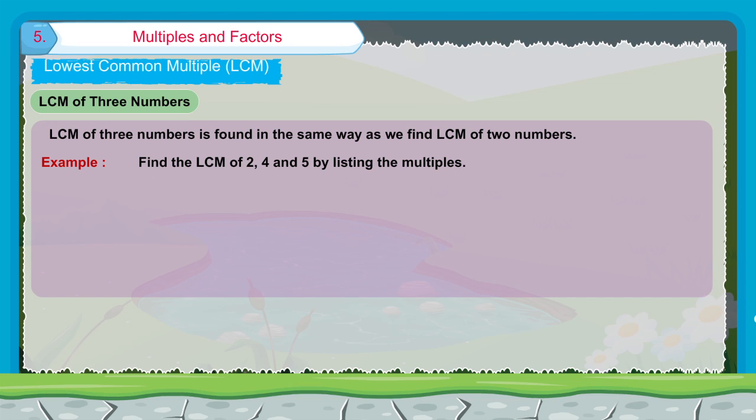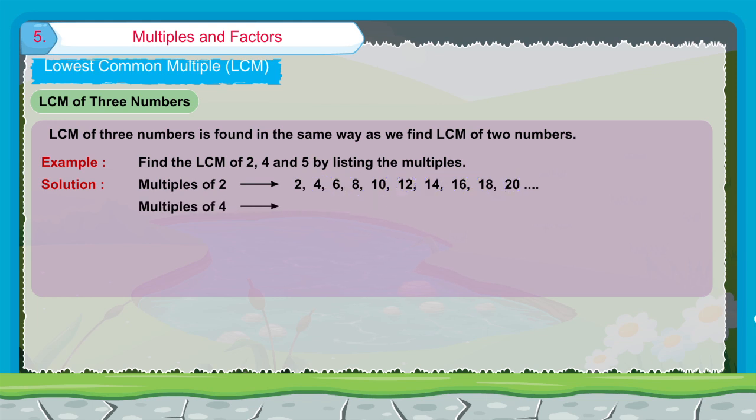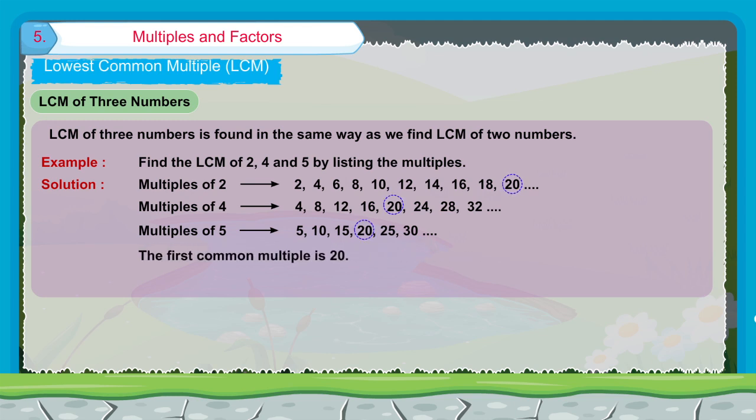Example, find the LCM of 2, 4 and 5 by listing the multiples. Solution. Multiples of 2: 2, 4, 6, 8, 10, 12, 14, 16, 18, 20, and so on. Multiples of 4: 4, 8, 12, 16, 20, 24, 28, 32, and so on. Multiples of 5: 5, 10, 15, 20, 25, 30. The first common multiple is 20. Therefore, LCM of 2, 4 and 5 is 20.